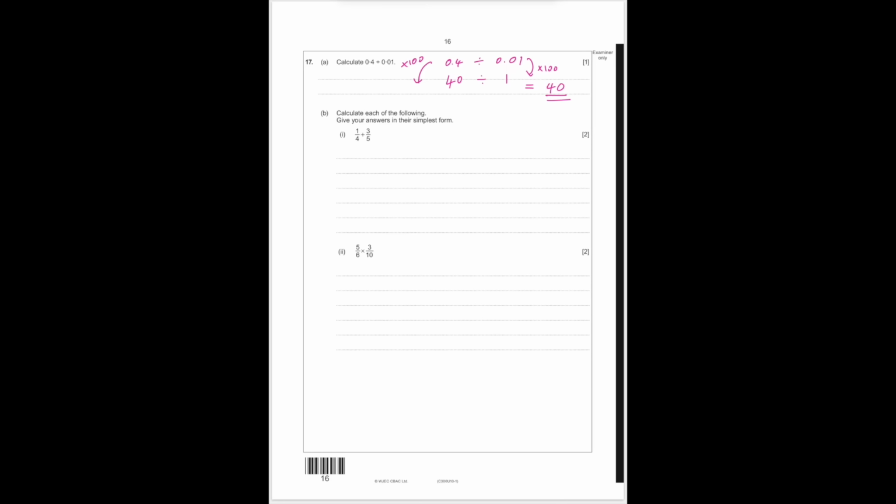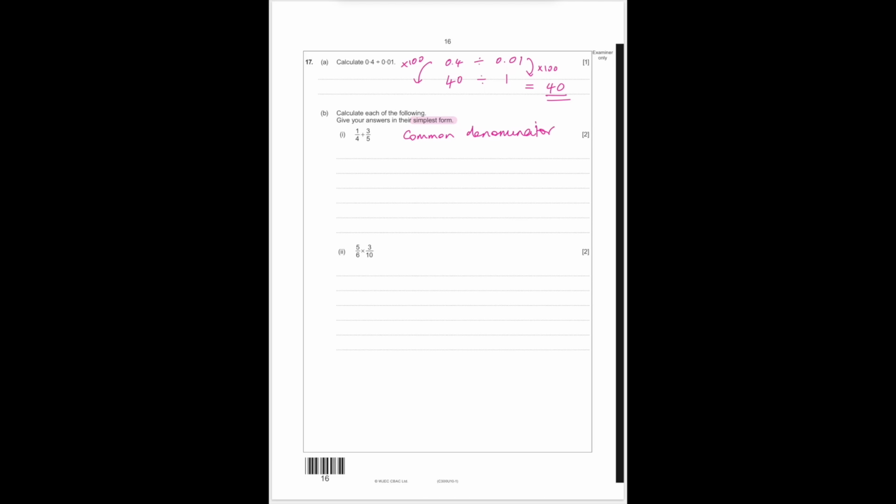Part B, calculate each of the following. Give your answers in their simplest form. So we're working with fraction calculations here. So the first one is 1/4 add 3/5. To add or subtract fractions, we need that common denominator. The bottom number, guys, I can't spell. The bottom number needs to be the same. There we go. So I need to make that bottom number the same.